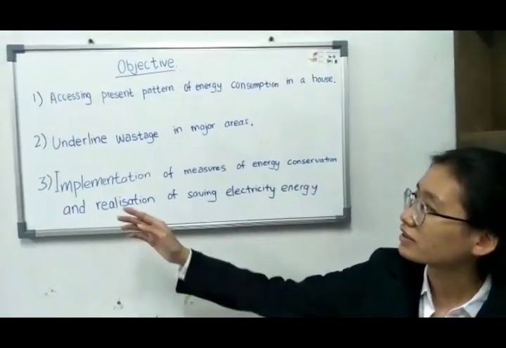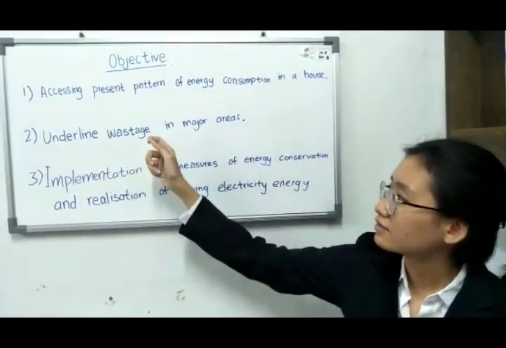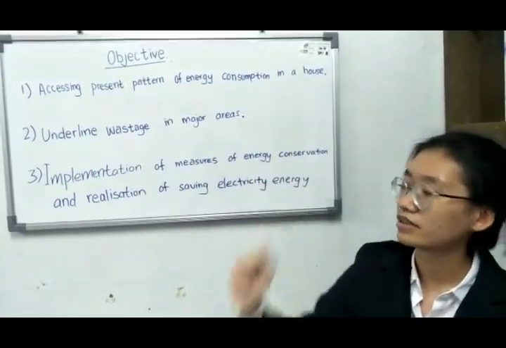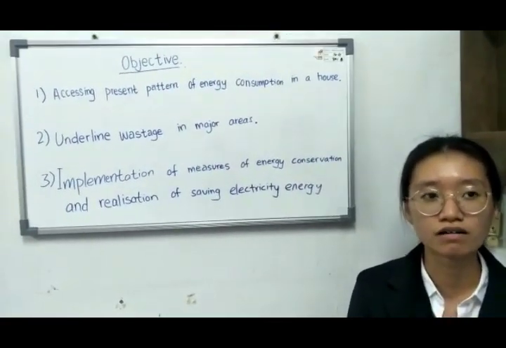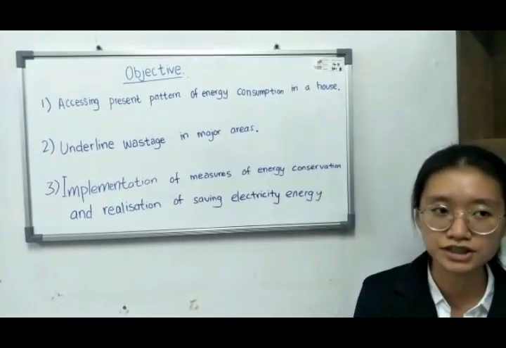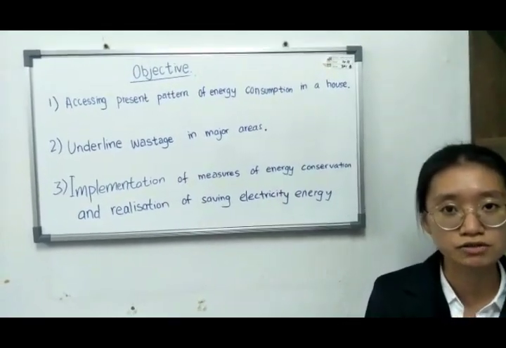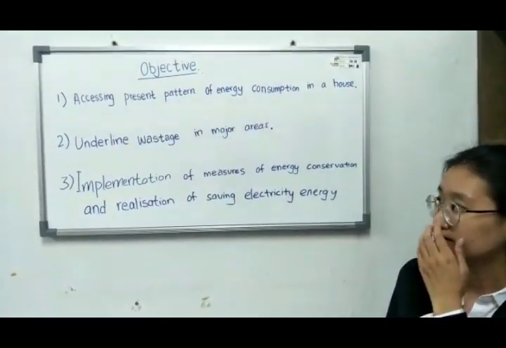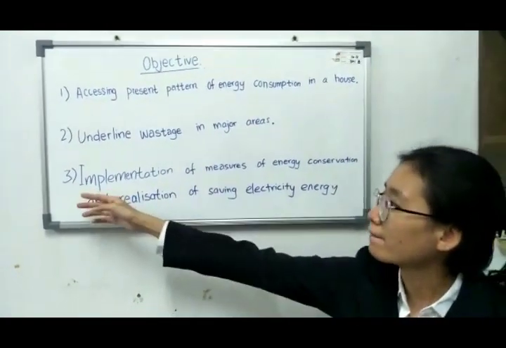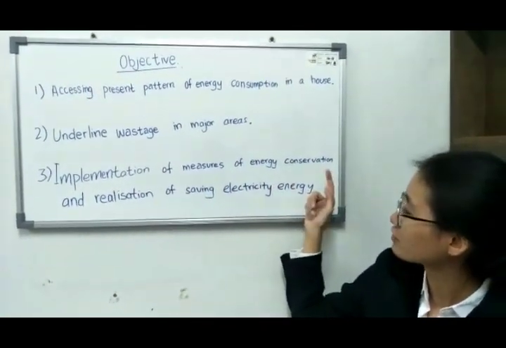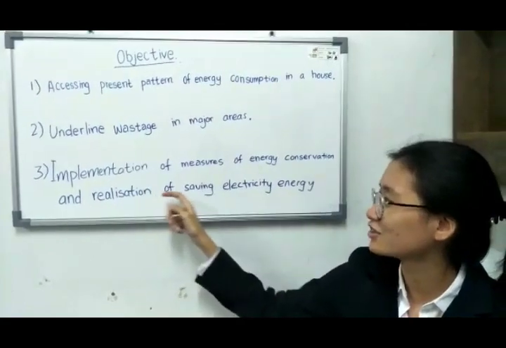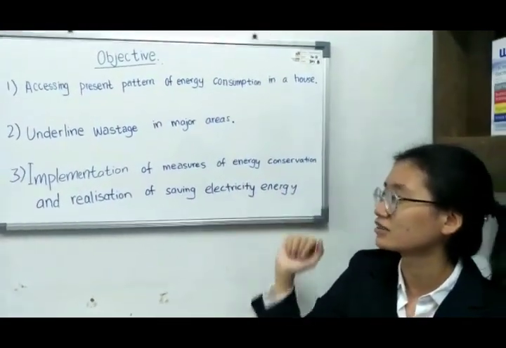The second objective is underlying wastage in major areas. This objective is set to be aware of electricity wastage and design solutions to overcome this issue. The third objective is implementation of measures of energy conservation and realization of saving electricity energy.